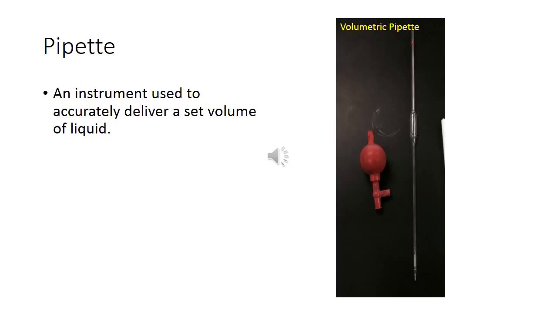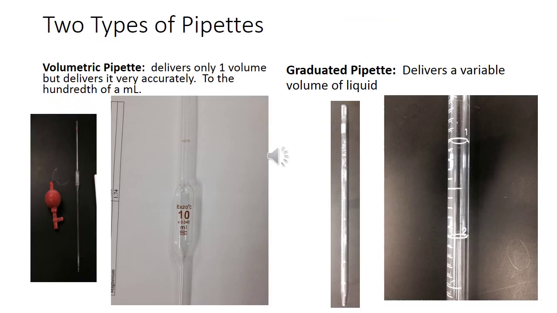In general, pipettes are considered much more precise measuring devices than graduated cylinders when it comes to the delivering of a liquid. The next couple slides are going to tell you how to use and clean a pipette. There are two types of pipettes.